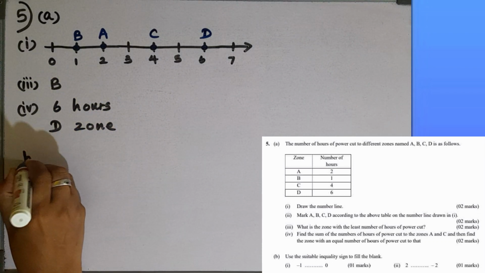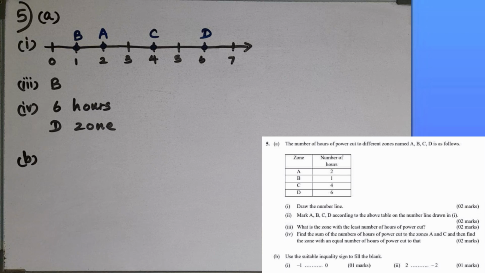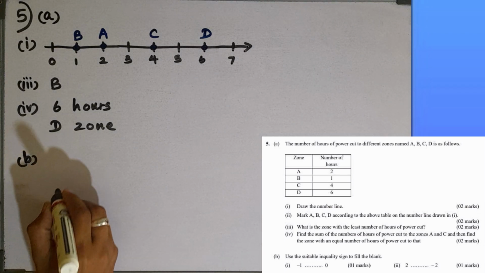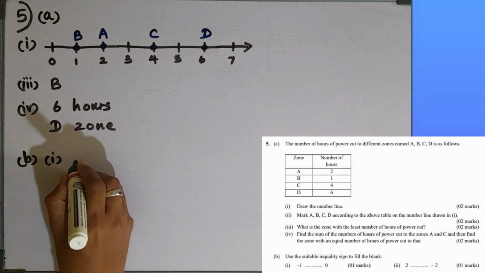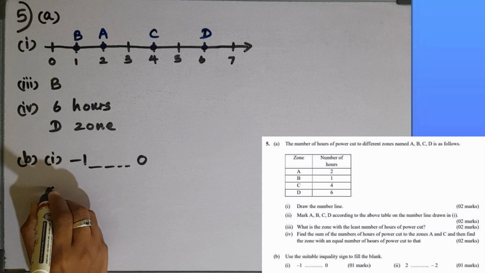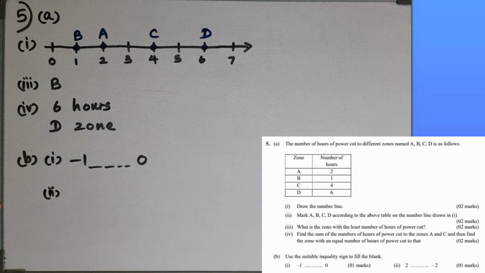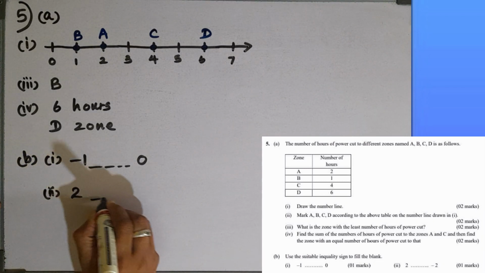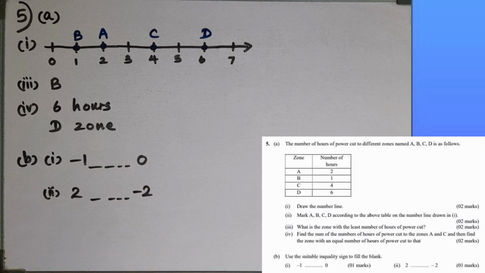Then part B. Use the suitable inequality sign to fill the blank. First one, -1, then blank 0. Second one, 2 blank minus 2.